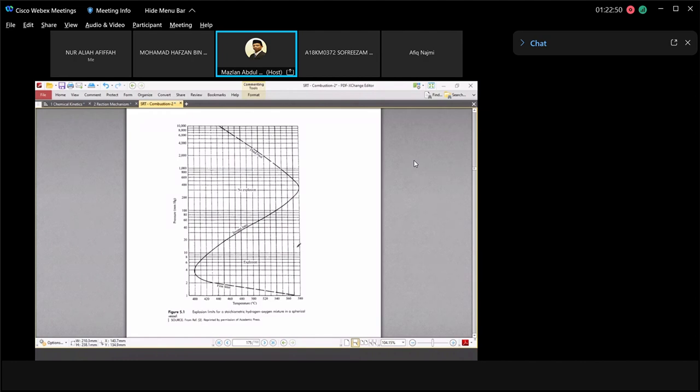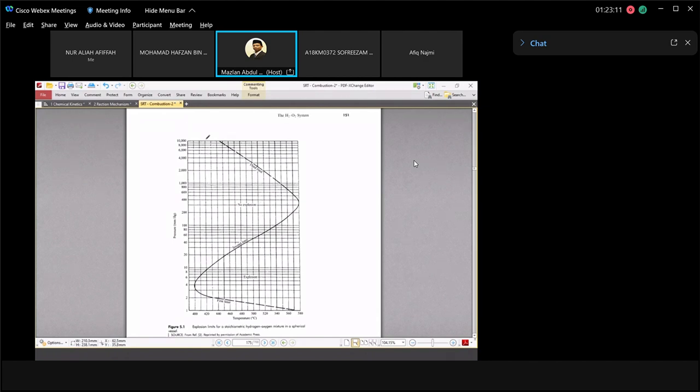You have a spherical glass vessel. They put hydrogen, they put oxygen, and then ignite, and then boom. So they check how much pressure and then the temperature for that reaction. So they produce what we call the explosion limit, like an S curve here.